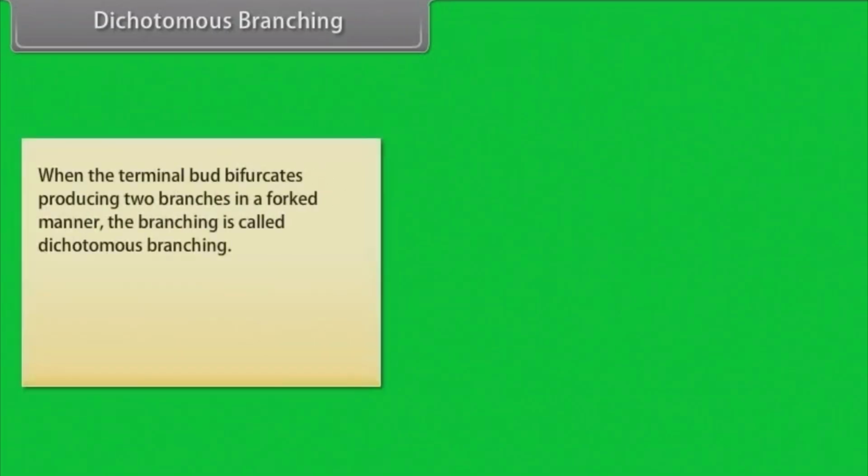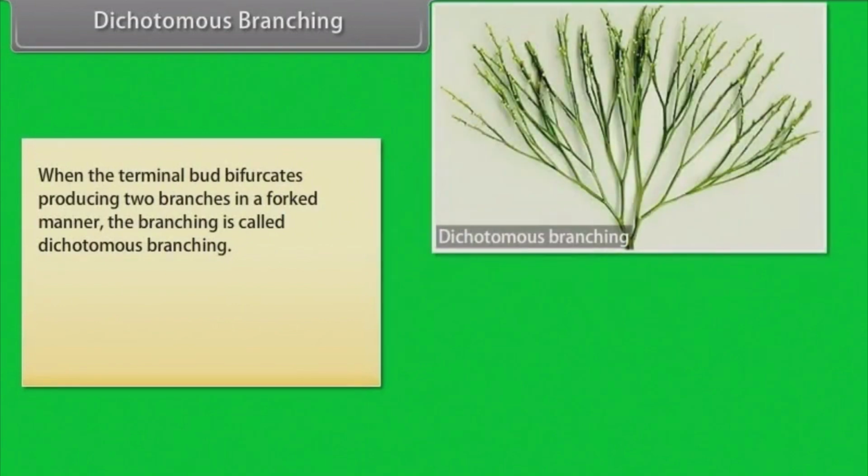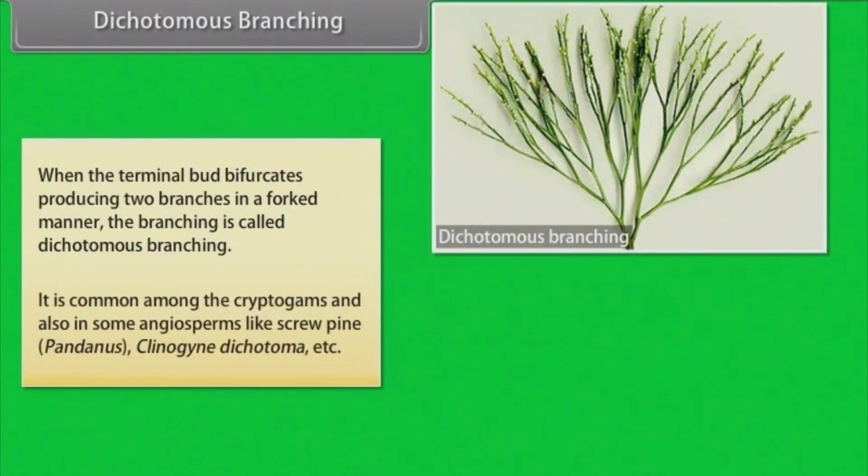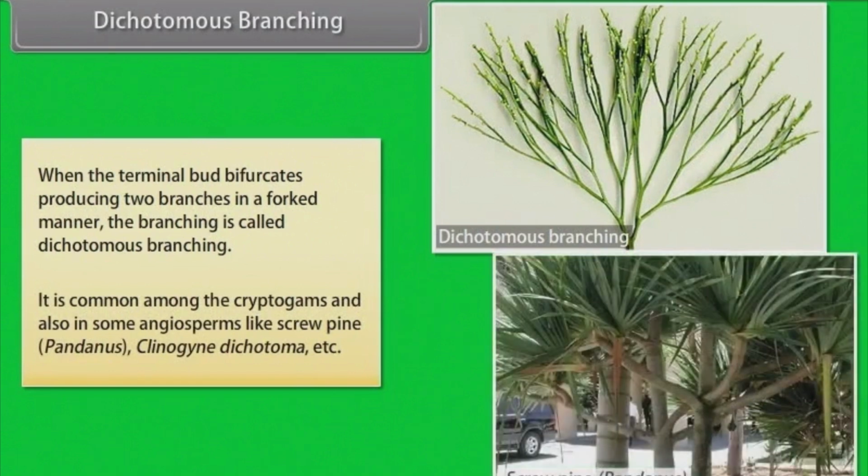Dichotomous branching. When the terminal bud bifurcates, producing two branches in a forked manner, the branching is called dichotomous branching. It is common among the cryptogams and also in some angiosperms like screwpine, Pandanus, Clinogyne dichotoma, etc.